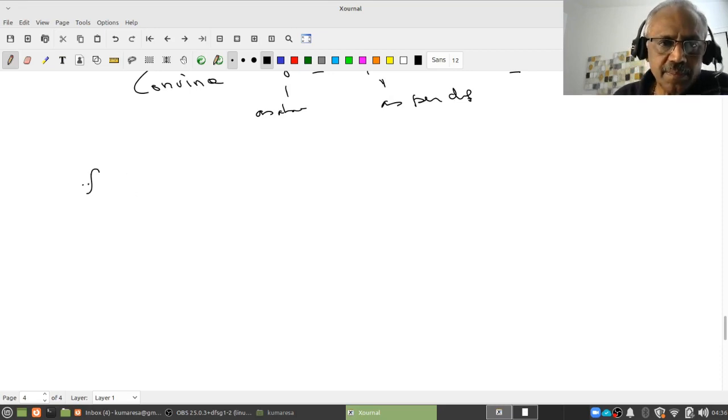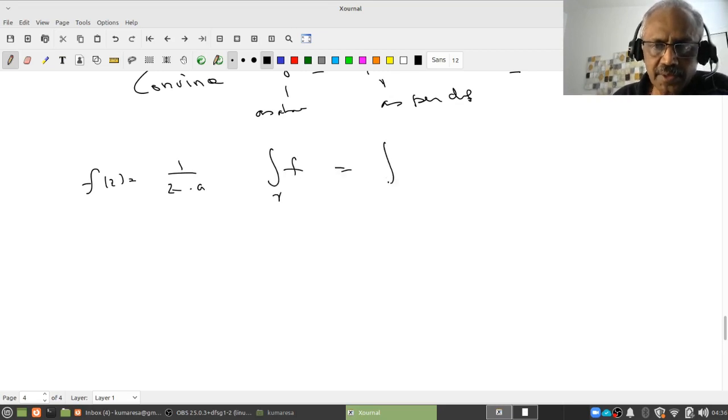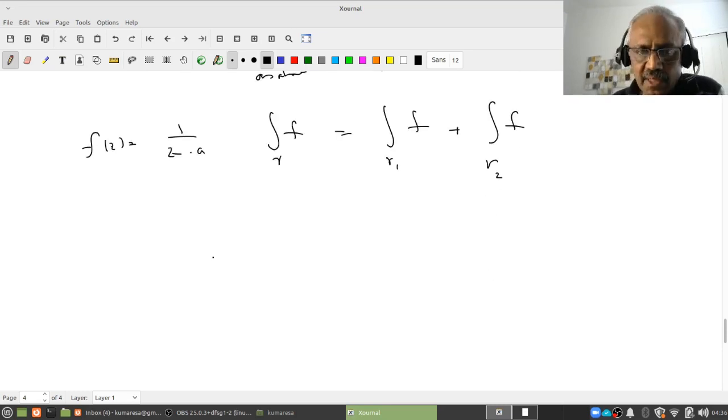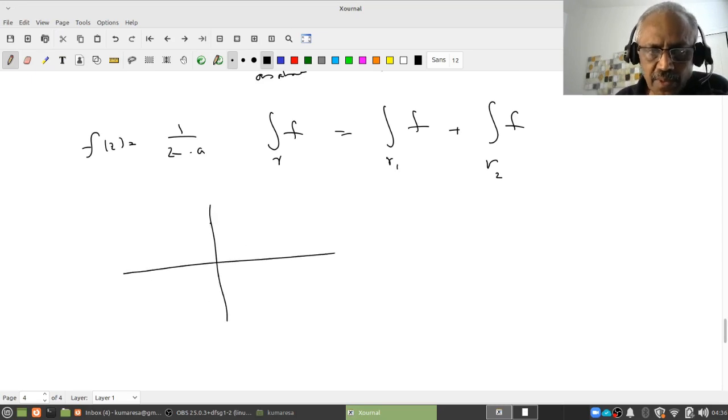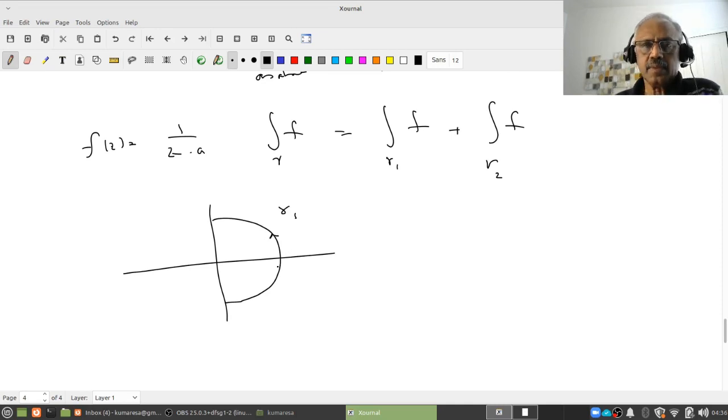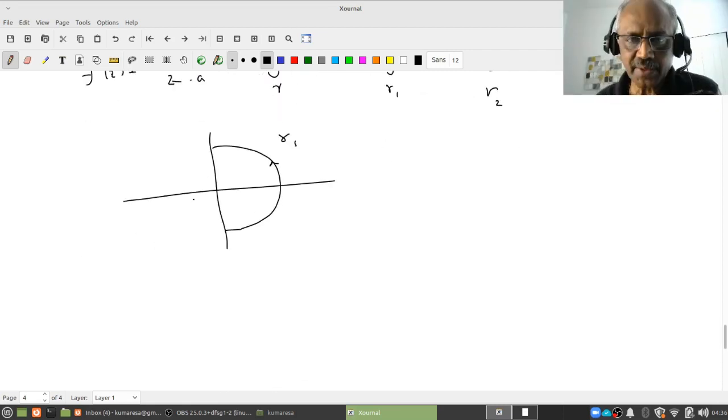Therefore let me write f of z equal to 1 by z minus a. Therefore the integral of f over gamma according to us is the integral of f over gamma 1 plus the integral of f over gamma 2, right? Now let's look at gamma 1. What is gamma 1? 0 to pi, therefore it is this. This is my gamma 1, right? Oh, sorry, 0 to pi, sir. I'm very sorry.